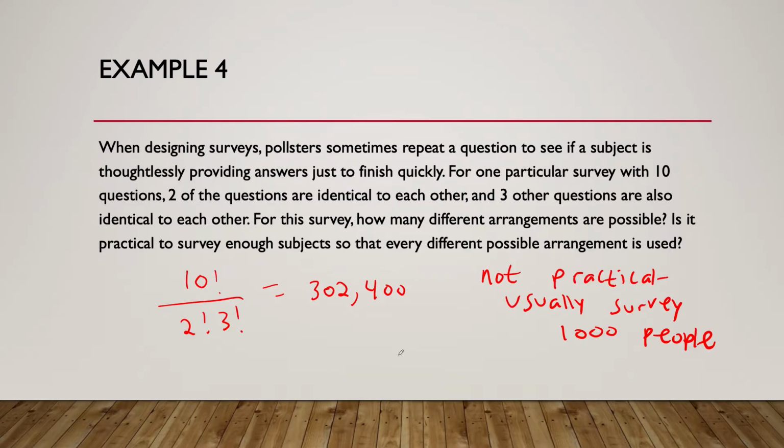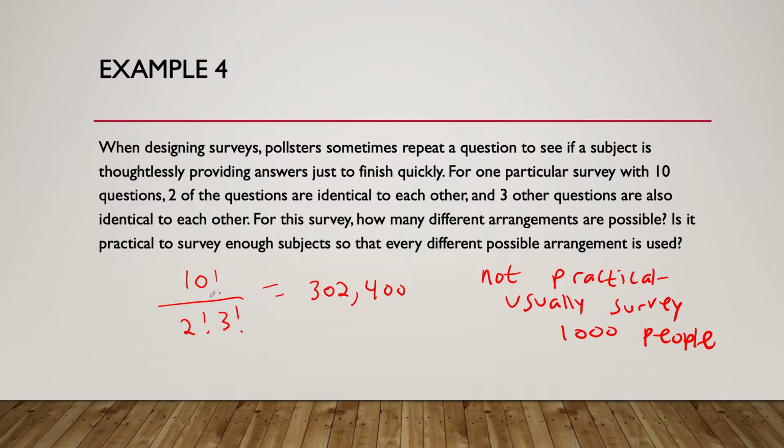So, for example, when designing surveys, pollsters sometimes repeat a question to see if a subject is thoughtlessly providing answers. Just to finish quickly, for one particular survey with 10 questions, 2 of the questions are identical to each other, and 3 other questions are also identical to each other. For this survey, how many different arrangements are possible? Is it practical to survey enough subjects so that every different possible arrangement is used?